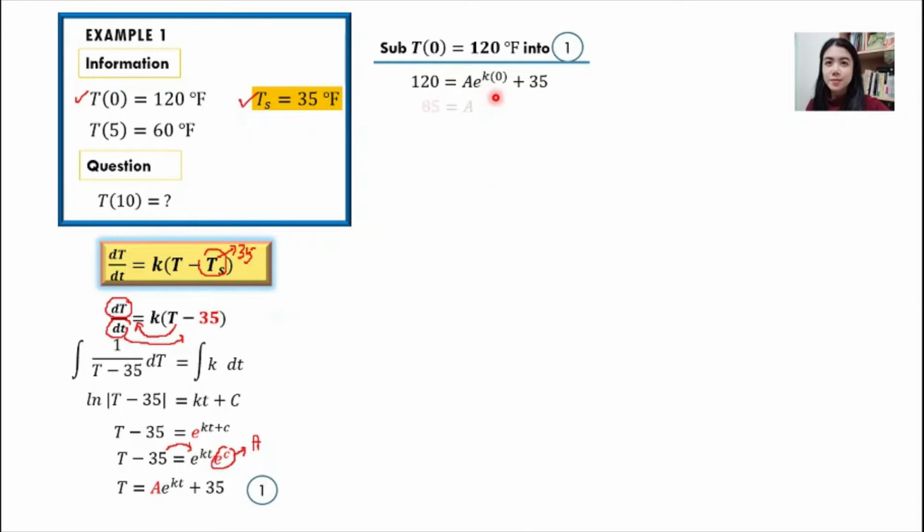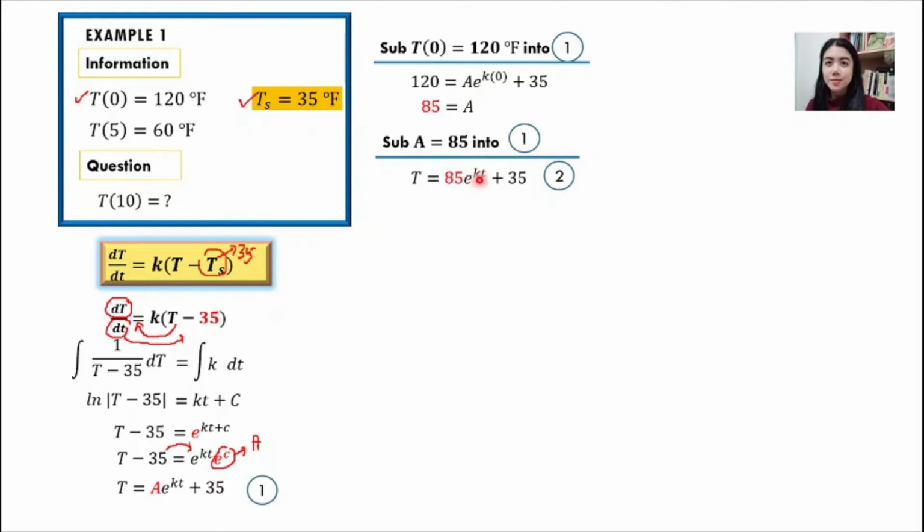Simplify it, and you're going to have A equal to 85. Now you know your value of A. Substitute your value of A into equation number 1. So substitute here, and we're going to have the next line. Let's name it equation number 2. You can see that we already figured out the value of parameter A. The next thing is you have to figure out the value of parameter k.